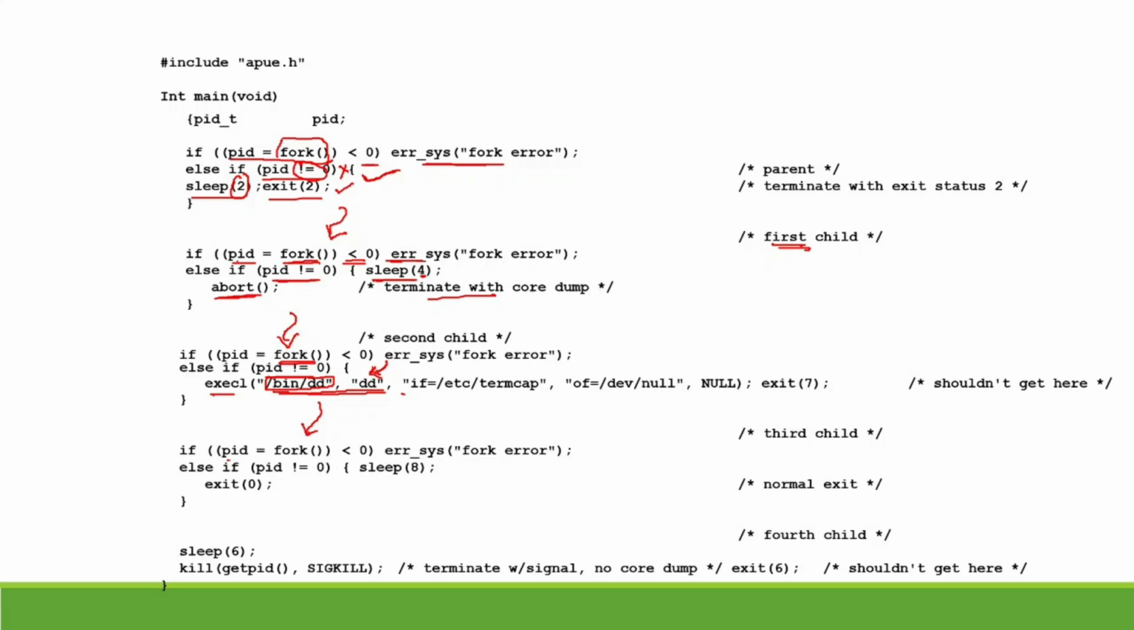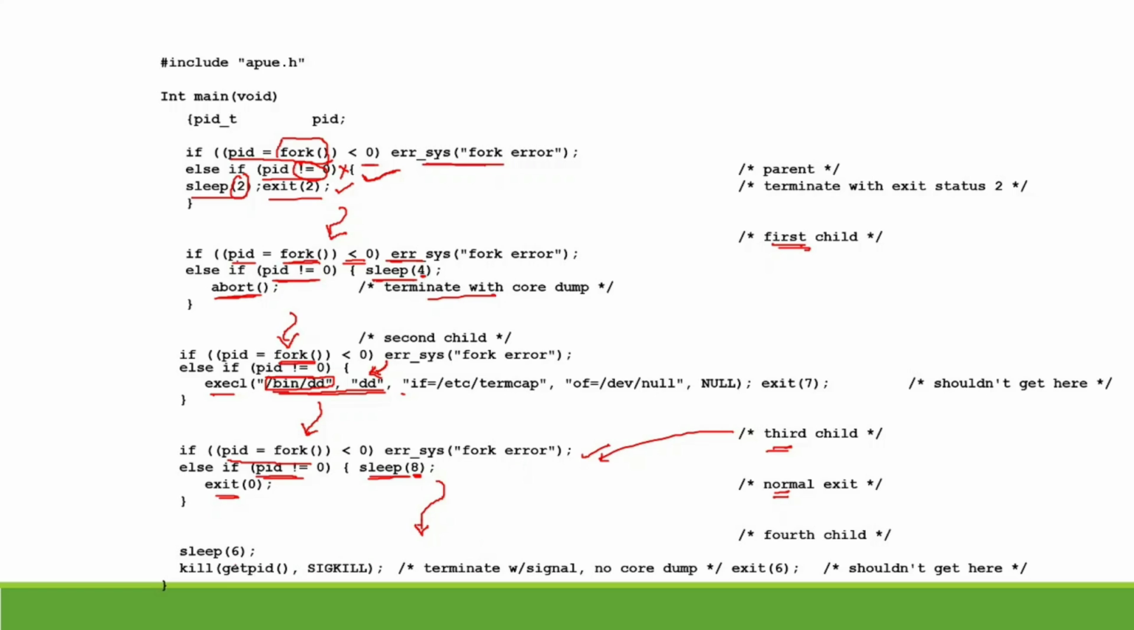If this is not the condition, the control comes here again. So this is for the third child. Again it will call a fork system call, and this condition is for the parent, which is nothing but the third child now. So this is the parent, and we call the sleep system call for 8 units of time, and then it will exit with the exit status 0, which is the normal exit. And this is the final condition, which is for the child of this third child process, which is currently the parent here.